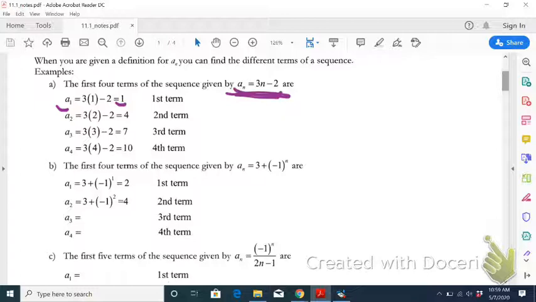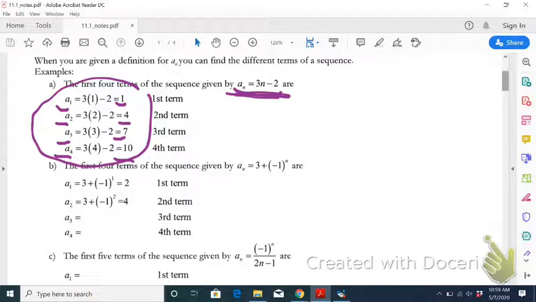Also, a lot of functions are continuous, meaning if you graphed it, you would connect the dots. These functions have specific values. They're not continuous because their domains are integers. It's like 1, 2, 3, 4, and nothing in between 1 and 2, 2 and 3. So the second term is 4, the third term is 7, and the fourth term is 10. You could get that by plugging in the term that you're on.